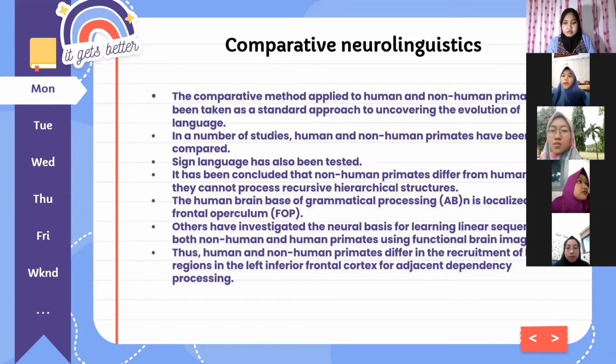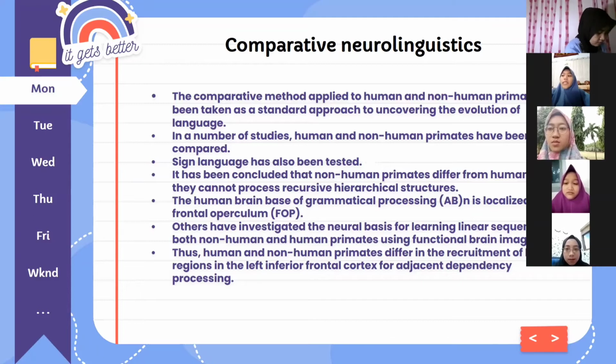Behavioral studies show that non-human primates can learn sequences generated by an artificial grammar that produces regular type AB^n patterns, but not artificial grammars that produce language with non-regular A^nB^n type patterns. Since humans can learn both types of language easily, it has been concluded that non-human primates differ from humans in that they cannot process recursive hierarchical structures. In the human brain, grammatical processing of AB^n is localized in the frontal operculum, whereas the neural substrate for the more complex A^nB^n grammar is localized in the posterior Broca's area or BA44. Others have investigated the neural basis for learning linear sequences in both non-human and human primates using functional brain imaging.